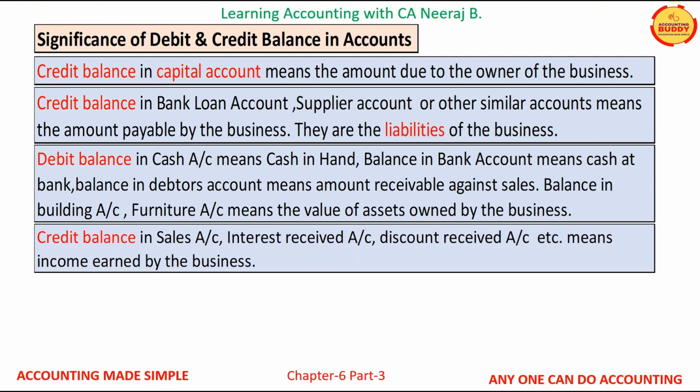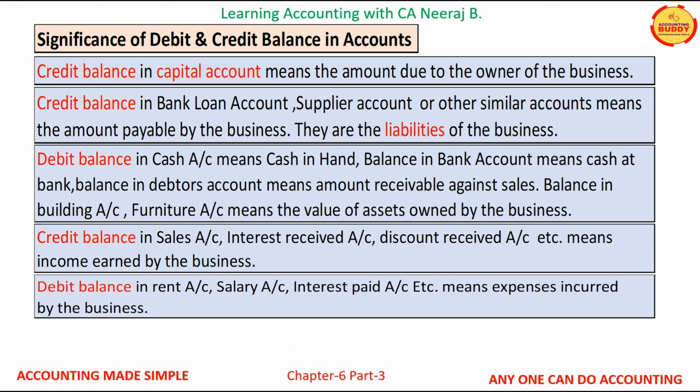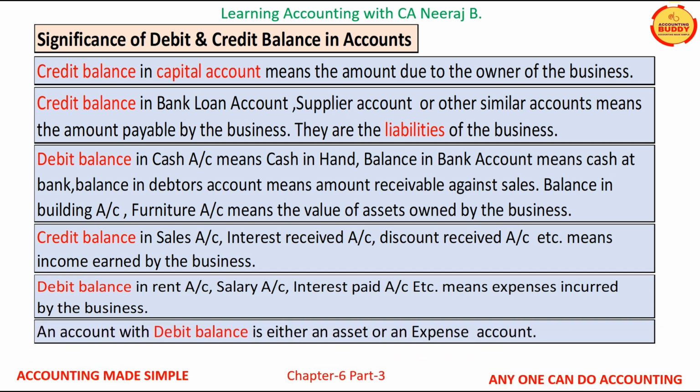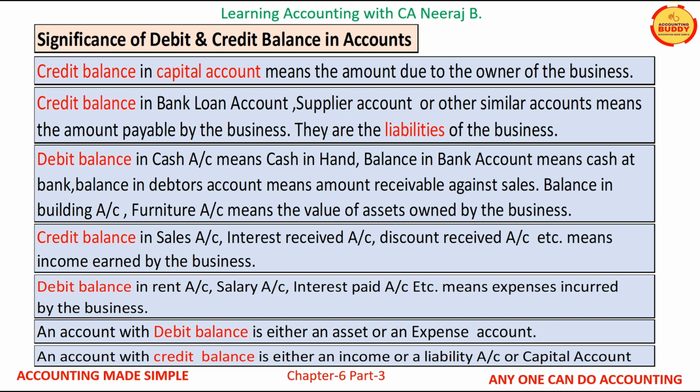Credit balance in sales account, interest received account, discount received account, etc. means the income earned by the business. Debit balance in rent account, salary account, interest paid account, etc. means the expenses incurred by the business. An account with debit balance is either an asset account or an expense account. An account with credit balance is either an income account or a liability account or a capital account.